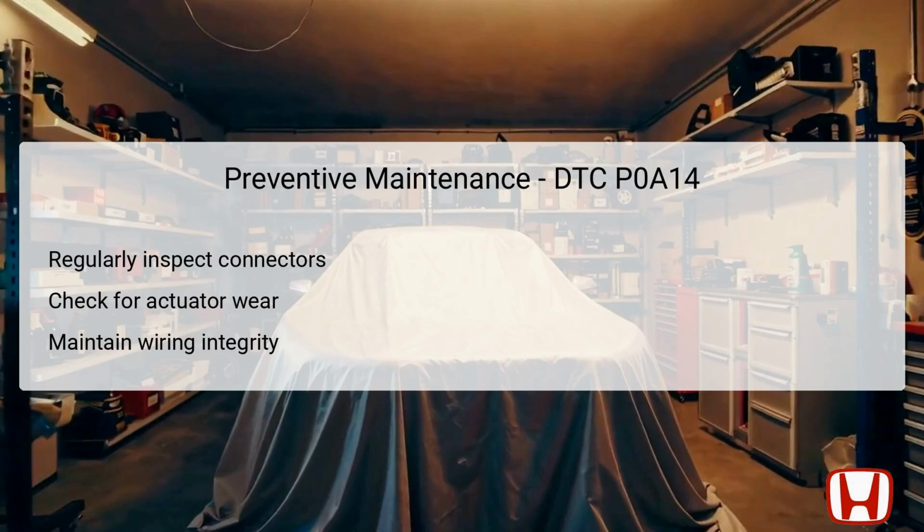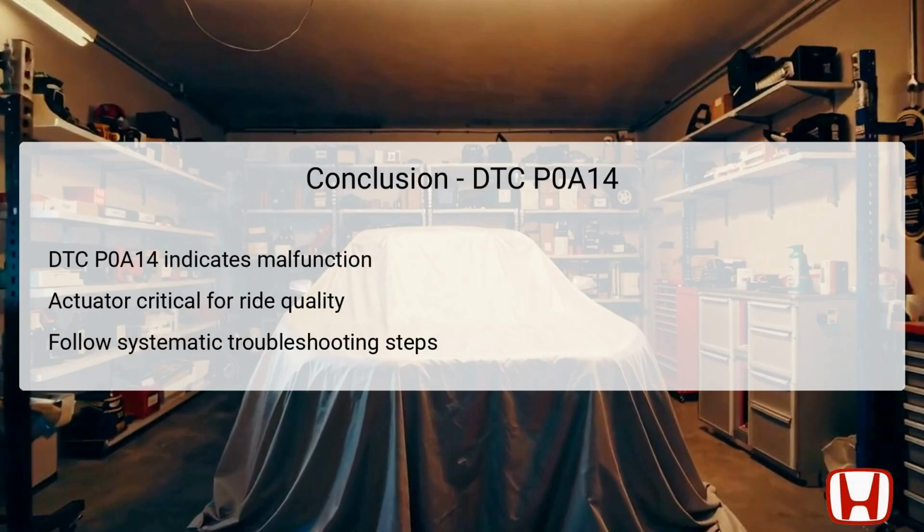Avoiding routes where wiring is exposed to heat or abrasion helps prevent shorts or breaks. Staying proactive in these areas vastly enhances the longevity of the engine mount system and avoids unnecessary repairs down the line. In summary, DTC P0A14 signals a malfunction in the front engine mount actuator circuit, which is critical for ensuring a smooth and comfortable ride.